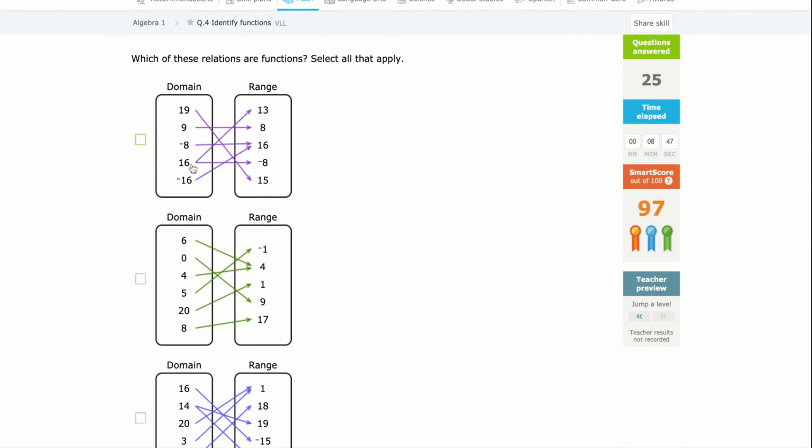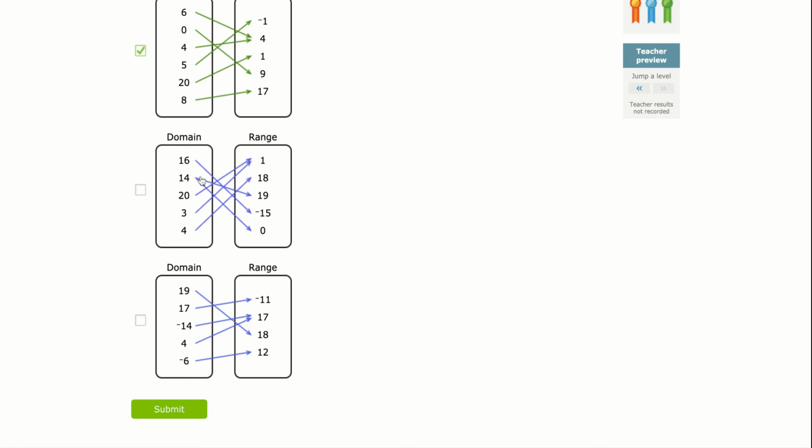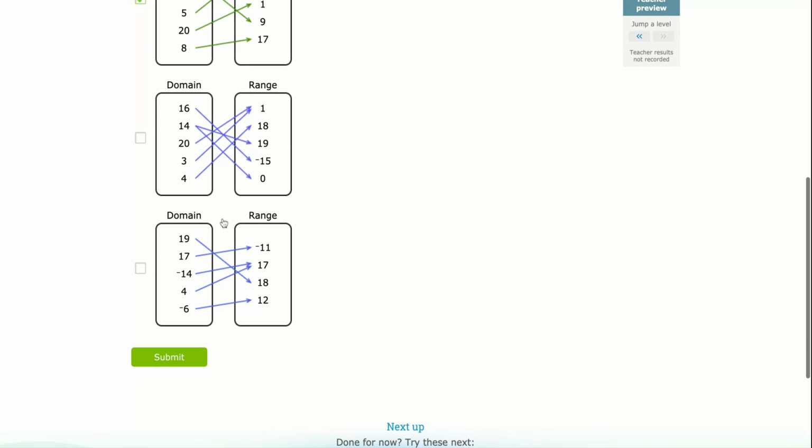I see this 16 has 2 lines branching out from it. It's not a function. Only 1 line leaving each domain value, so that's a function. Ooh, we got 2 leaving this 14. That's not a function. Only 1 line leaving each, so that is a function.